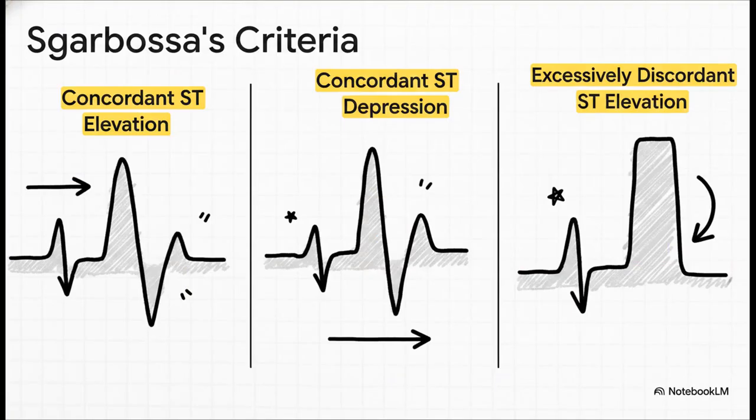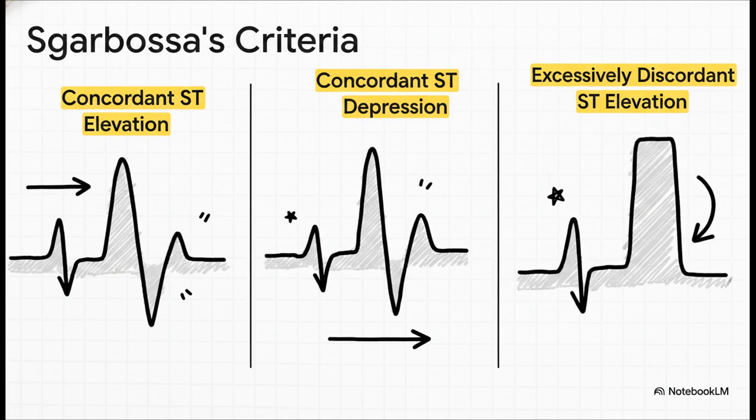Lastly, we have to talk about a critical clinical tool, Sgarbossa's criteria. This is what you use to diagnose a heart attack when the classic signs are being hidden by a pre-existing left bundle branch block. It's all about looking at the ST segment changes compared to the QRS. If the ST segment moves in the same direction as the QRS, what we call concordant, that's a huge red flag for ischemia. Another sign is excessively discordant changes, where the ST elevation is way out of proportion to the S wave before it.